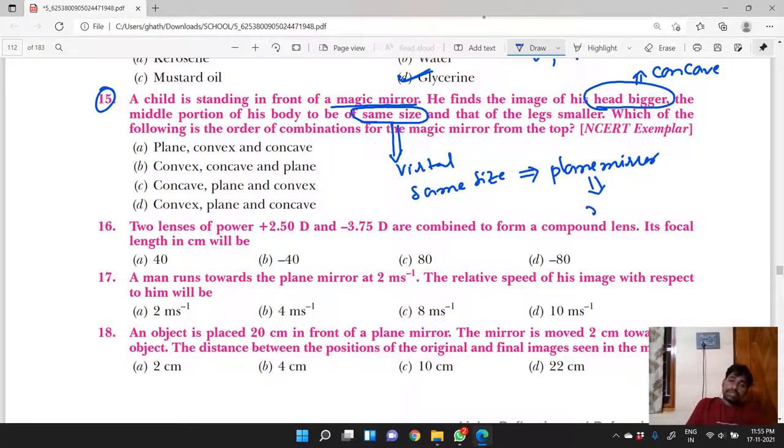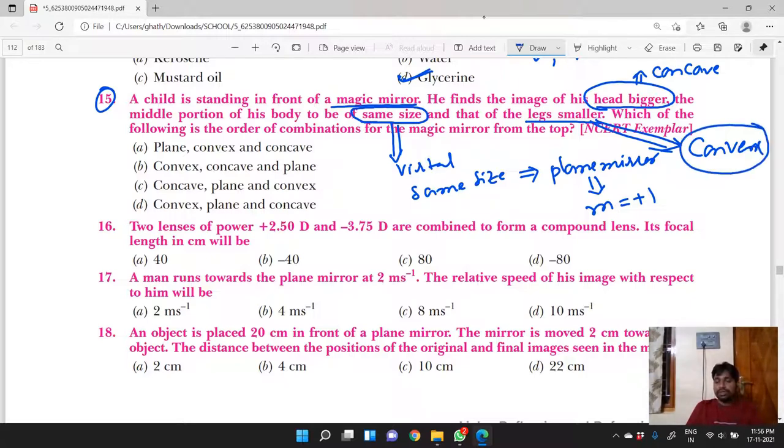Plane mirror magnification is very, very important. Virtual and positive, it is plus one. As the topic has come, I am explaining. The legs are smaller, meaning a virtual smaller image is formed only by the convex mirror. So all topics related to virtual images are covered here. The concave mirror forms a virtual image with magnification greater than plus one. The convex mirror always forms a virtual image with magnification less than one. The plane mirror is equal to one. So you can clearly see that concave, plane, convex is our answer.